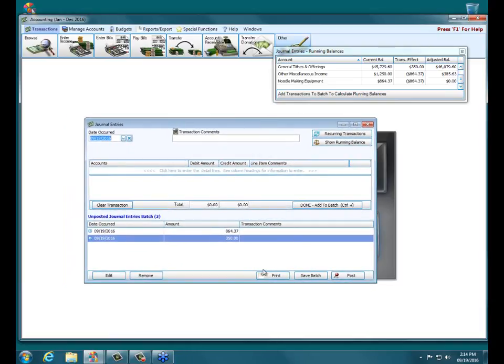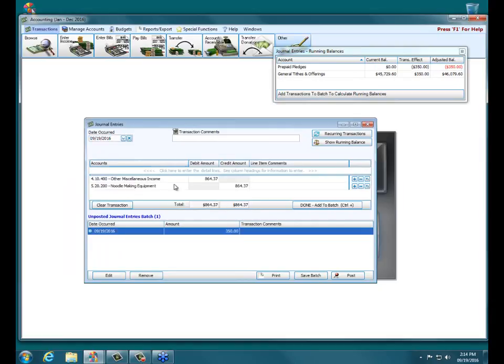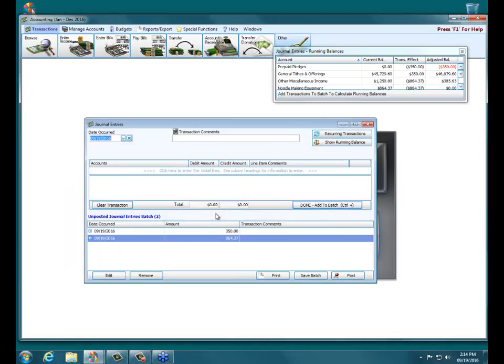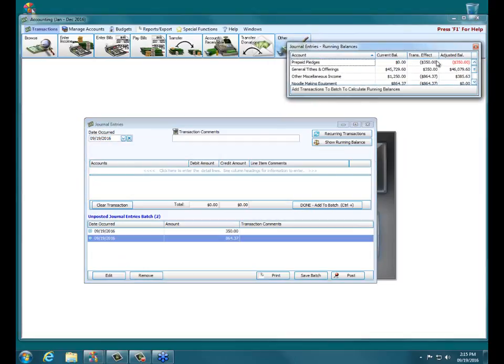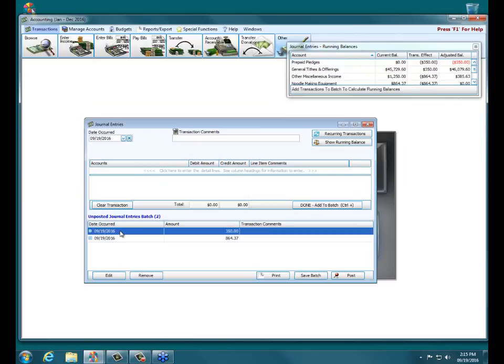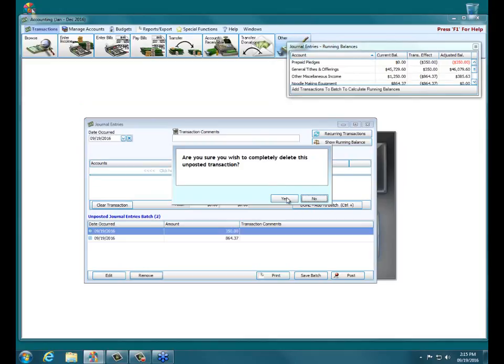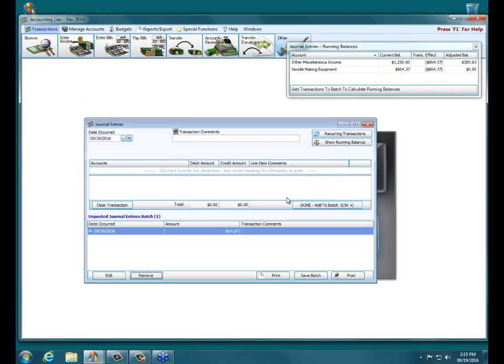Again, folks, once we're done here, there's a few things on this window that we want to make sure we're looking at. If I need to make a correction to a journal entry before I post it, I can simply double click on it. It moves it back up to the top. I can make my desired changes, clicking Done, Add to Batch, or I can highlight it and click Edit at the bottom left. But let's say I realize my transaction effect on my prepaid pledges has already been dealt with. I made a mistake. I don't need to do this. I don't have to post this and reverse it. I can just highlight the $350 line and simply click Remove. And it'll say, are you sure you wish to completely delete this unposted transaction? I click yes, and it's gone from my batch.